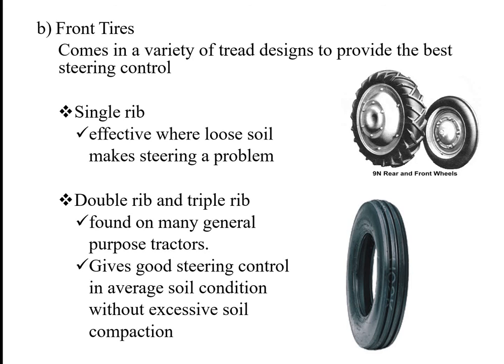This is the front tire, which comes in a variety of tread designs to provide the best steering control. Single rib is effective where loose soil makes steering a problem, and double rib and triple rib, found on many general purpose tractors, give good steering control in average soil conditions without excessive soil compaction.